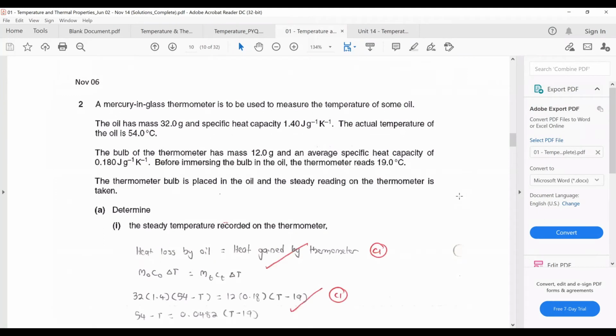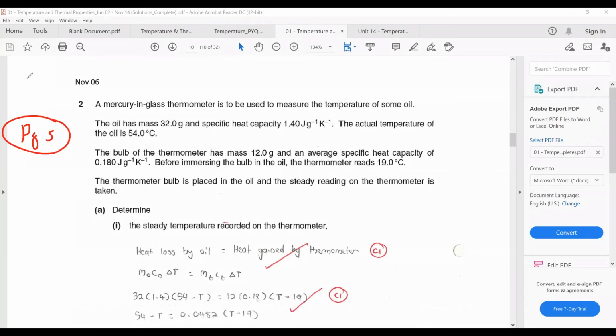You have a mercury in glass thermometer used to measure the temperature of oil. The oil has a mass of 32 grams and a specific heat capacity of 1.4 joules per gram per Kelvin. The actual temperature of the oil is 54 degrees centigrade.